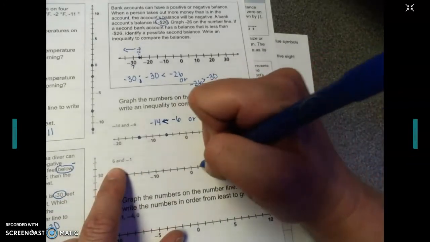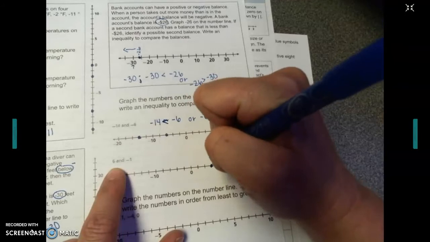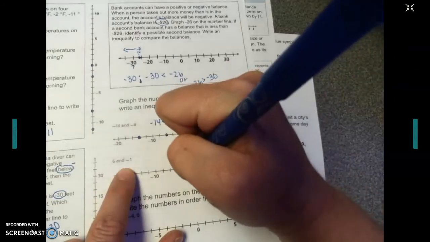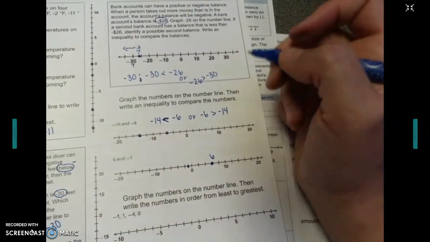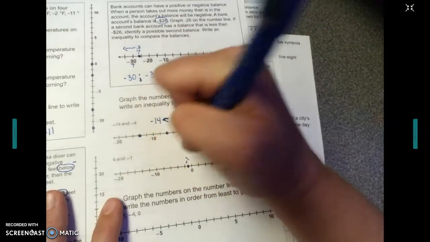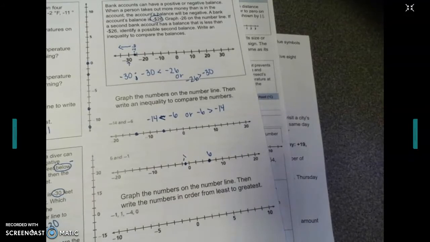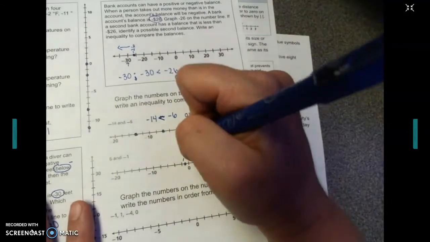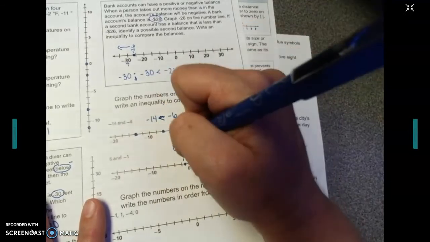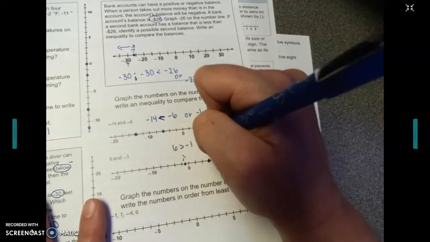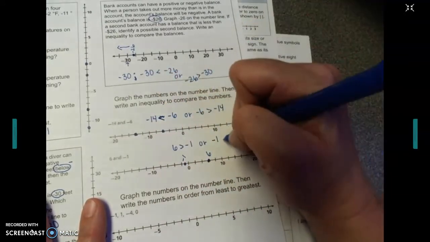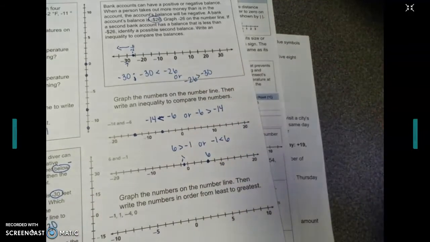This one we have 6, 2, 4, 6, and -1. And -1 goes halfway because we're counting by 2's. Now, when we look at this, 1 is positive and 1 is negative. When that is the case, you don't even have to look at the number, just look at the signs. The -1 is obviously going to be smaller than the +1. So you could write 6 is greater than -1, or -1 is less than 6.